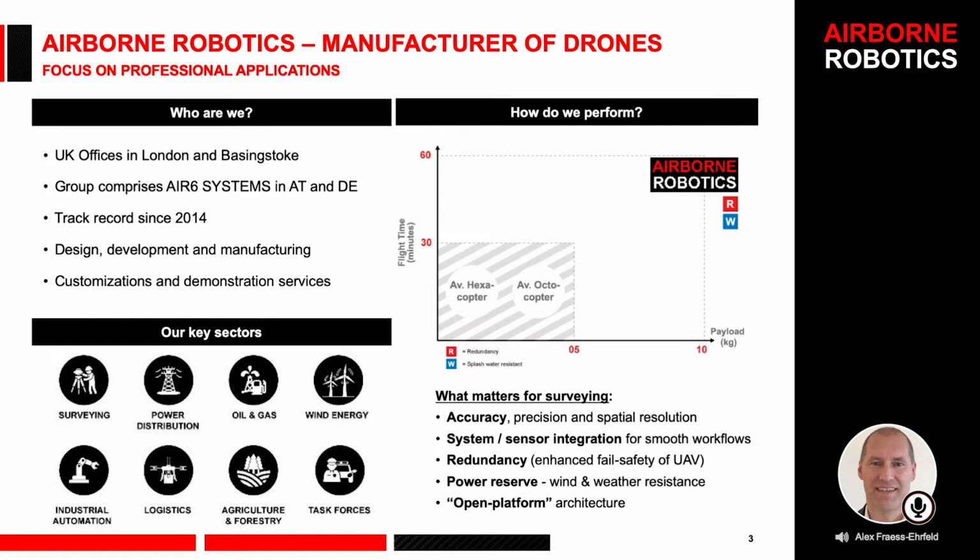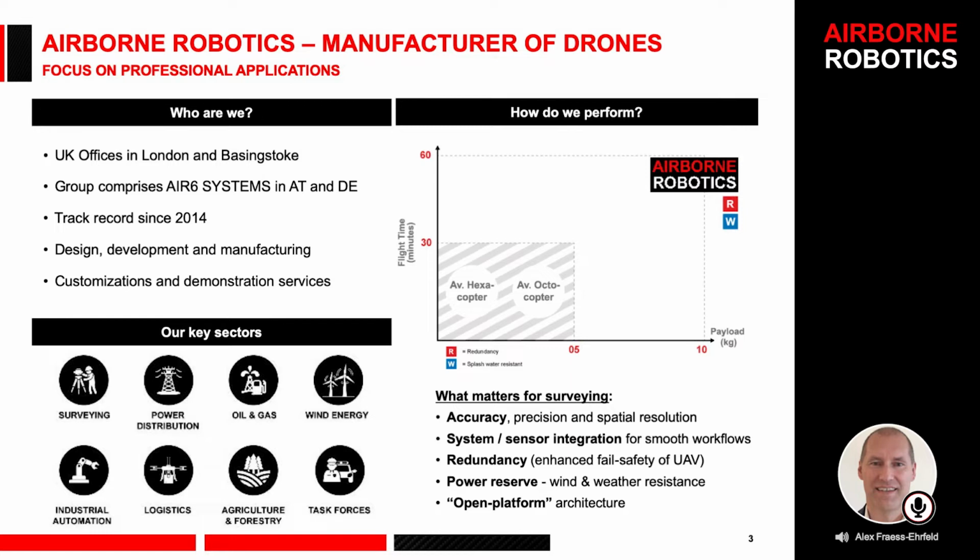Now that we are talking about the topic of surveying and photogrammetry, what matters for us is accuracy, which includes precision and spatial resolution. Then system and sensor integration, which is very important to have a smoothly functioning turnkey system, and also workflows which integrate hardware and software. We've mentioned redundancy, which is essentially an enhanced fail safety for the drone. So all the essential electronics are twofold. In case one fails, there's a second one available.